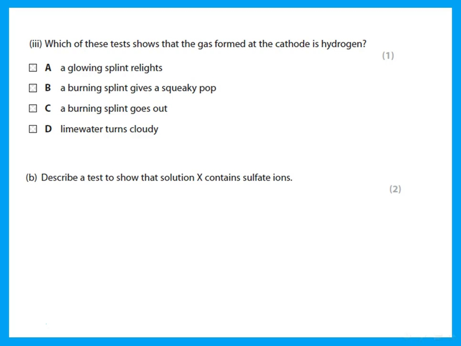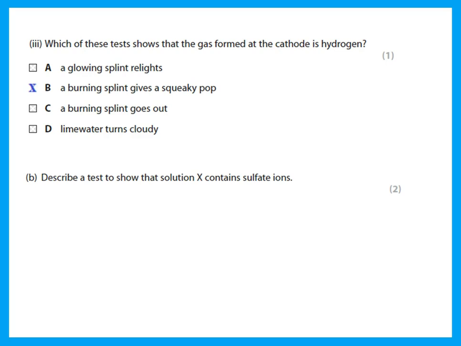Which of these tests shows that the gas formed at the cathode is hydrogen? What was the test for hydrogen gas? You should remember the tests. It was burning splint gives a squeaky pop. Remember we said insert a lighted splint or a burning splint, it pops or it gives a squeaky pop.